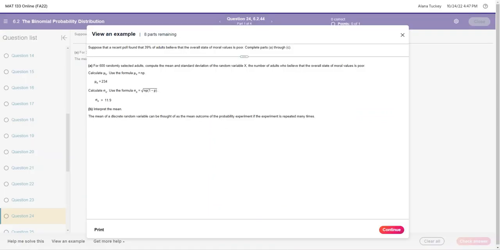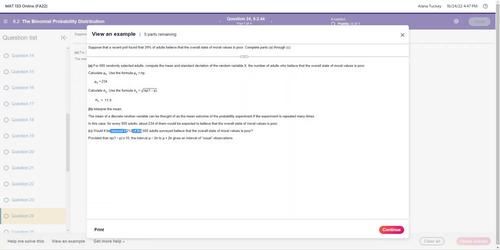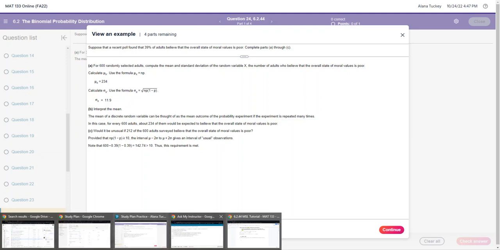And then let's see what else they want. There's one more section, I think. So we did that. Would it be unusual if 200 or 212 of them, of the 600 adults surveyed, believed that the overall state of moral values is poor? Okay, so they're using the standard deviation method. So they're kind of saying, hey, we could do the mean minus 2 standard deviations, and the mean plus 2 standard deviations. So we can do that. I mean, that's old school. We did that a long time ago in chapter 3.